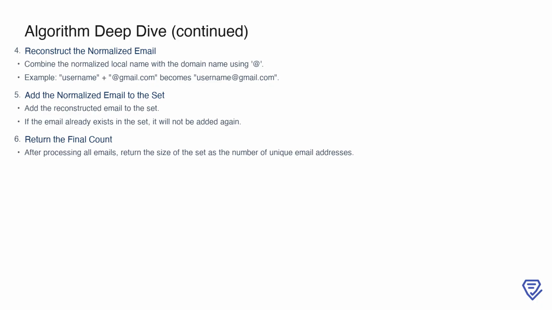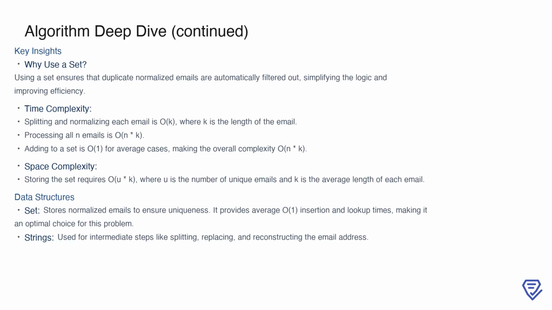To understand why this approach is efficient, let's consider some key insights. Using a set simplifies the logic significantly because it automatically filters out duplicate entries. This not only makes the implementation more straightforward but also improves performance. Regarding time complexity, normalizing each email involves operations like splitting and replacing, which are O(k), where k is the length of the email. Processing all n emails, therefore, takes O(n*k).